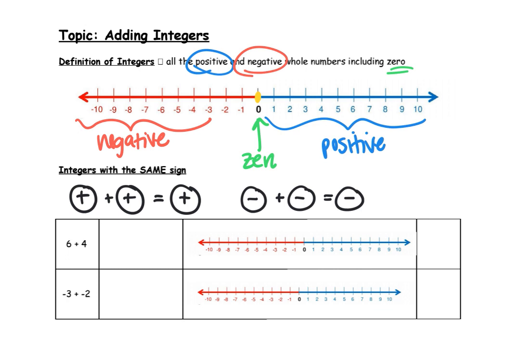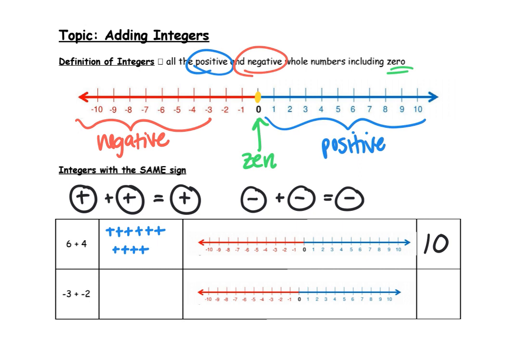So I'm going to demonstrate this for you, and I'm going to use some counters to help us out. So I'm going to draw it out. If I'm trying to do 6 plus 4, I know I have 6 positive numbers, and then I'm getting 4 more positive numbers. And so when I add those, it's asking us for the total, and you can count them up and know that you have 10 total.